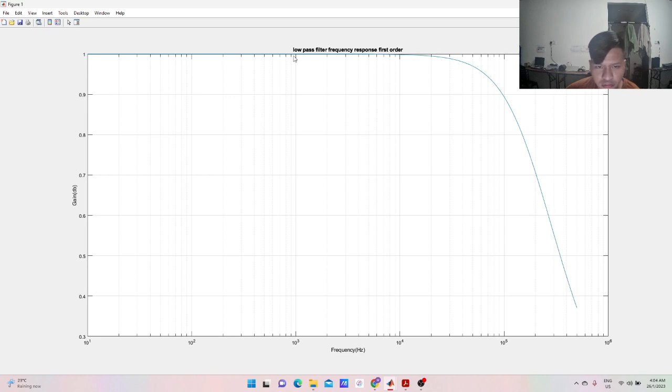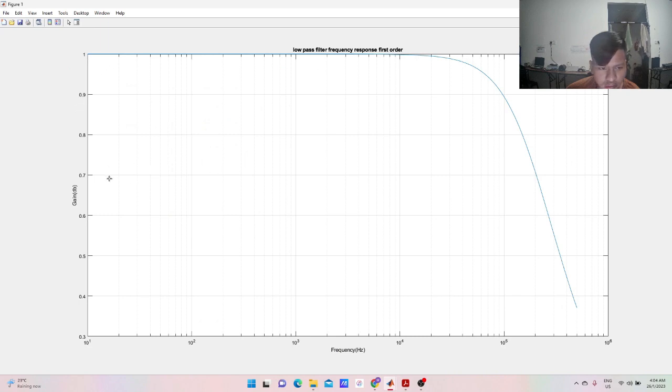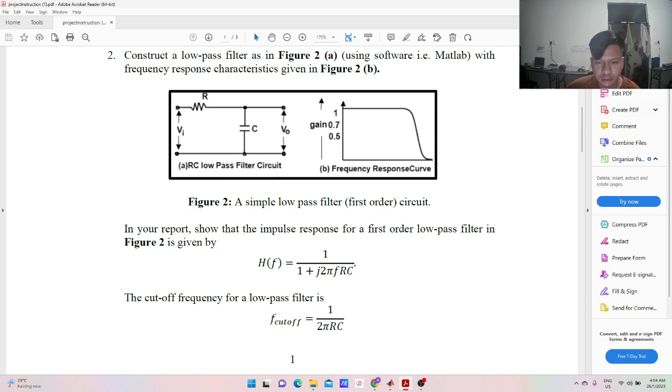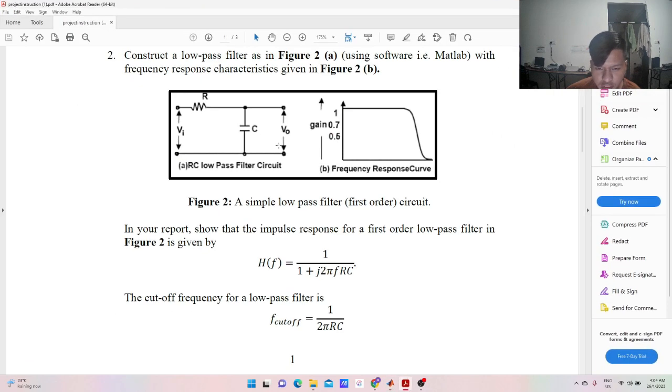As you can see, our graph shows the same result as question 1: 1, 0.7, 0.5, the same as in the question. This is our low pass filter frequency response for the first order. By comparing our manual calculation and the simulation, we can conclude that it produces the same frequency response curve as question 1, for the simple first order low pass filter. So I think that's all from me. Thank you very much.